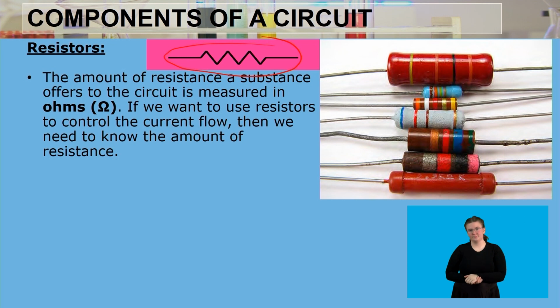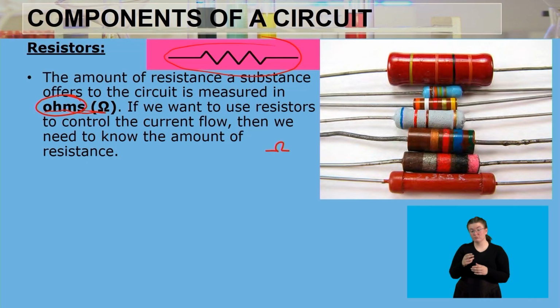Now, the amount of resistance a substance offers to the circuit is measured in ohms, and it has the symbol omega there. So this is the symbol for ohms, and we are saying that all the resistance in a circuit is measured in ohms. You're going to hear people saying that this circuit has 3 ohms of resistance or 5 ohms of resistance. That means it has a resistance of 5, and the unit for resistance is ohms, and the symbol is that omega given there.